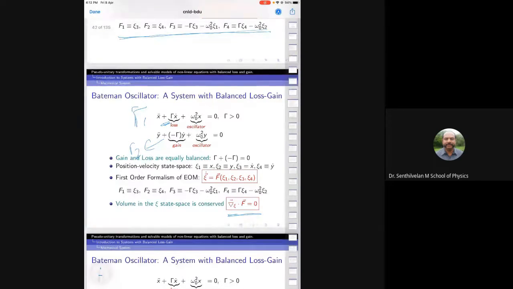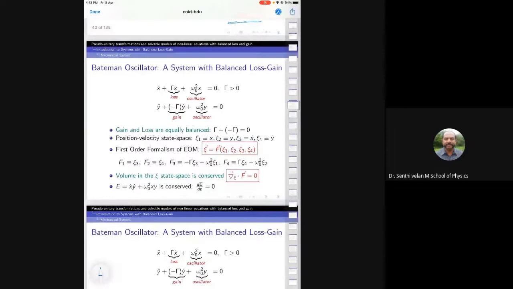Okay, so this will be our definition. We could take any many-component system, say an n variable system, and our definition of a system with balanced loss gain is that we write it in terms of first order equations and use this equation, that the divergence of f is equal to 0. If it is 0, then we define it as a balanced loss gain system. And in fact, for such systems, for a large class, not all, one can write down the Hamiltonian also, but in today's talk I will not be going into that.